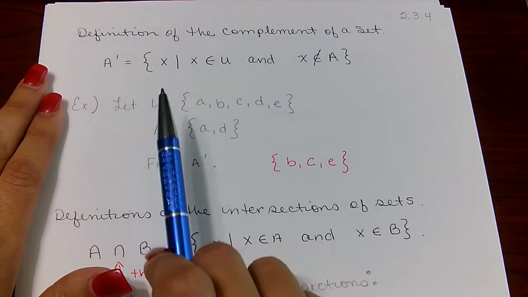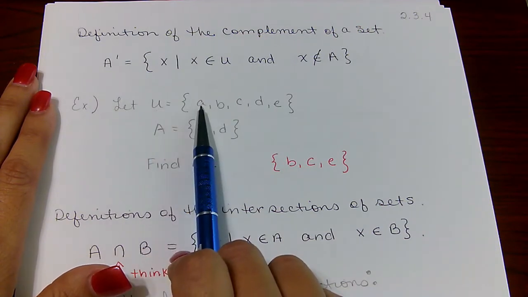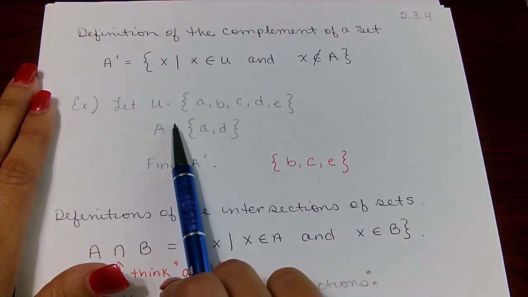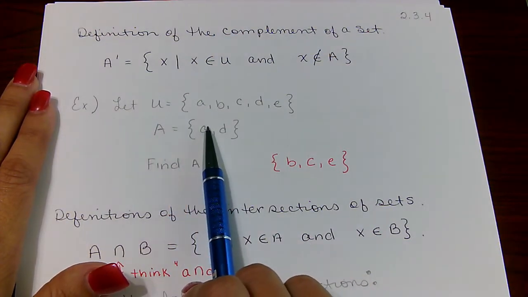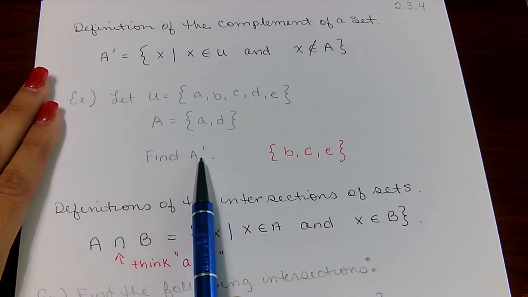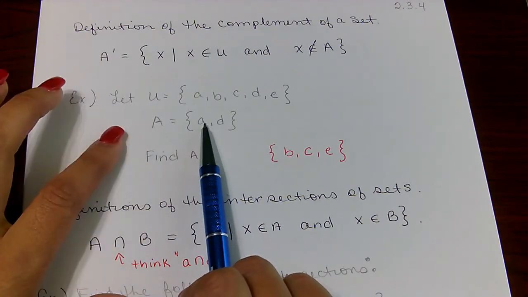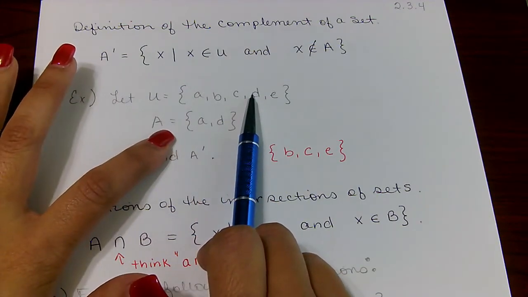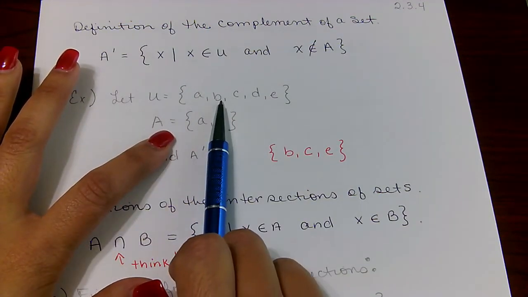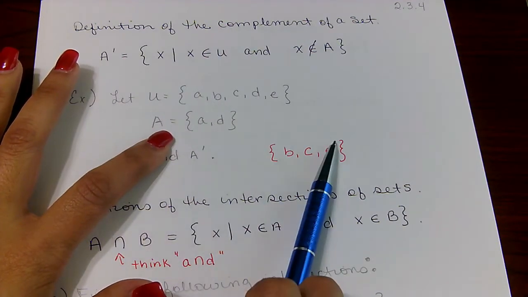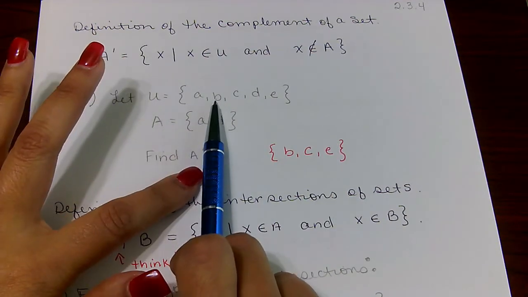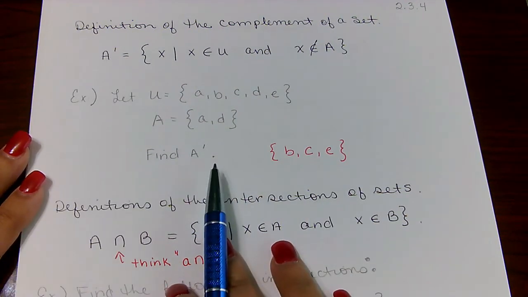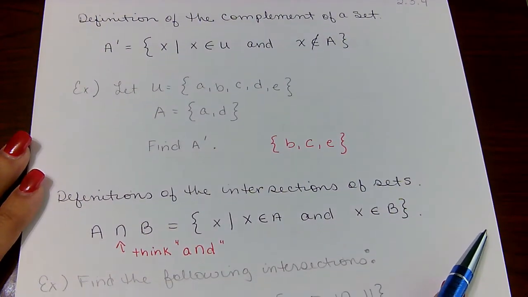So if we have the entire universe, which includes A, B, C, D, and E, and we know set A includes A and D, let's find the complement of A. Well, if A and D are in the universe and noted as set A, then the rest of the elements that are not in A are going to be the complement of A. So we have B, C, and E. These will be the elements in the complement of A.